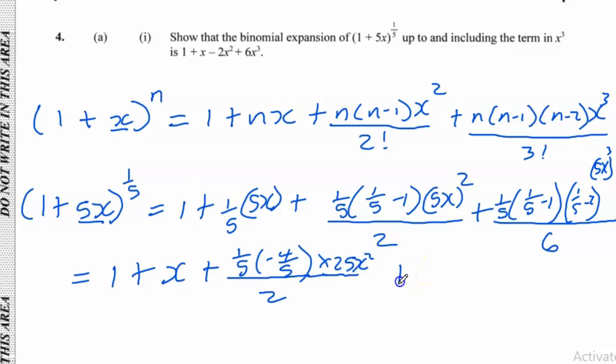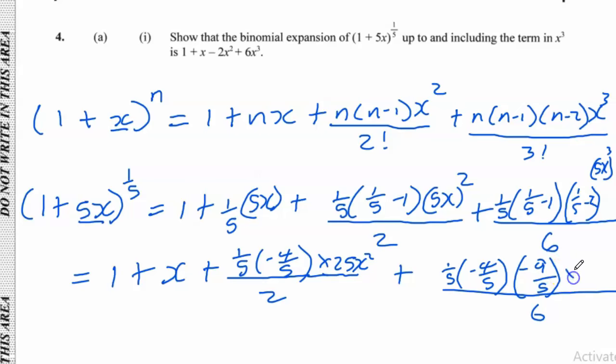5x times 5x, plus, and here we have 1/5 times negative 4/5, and then 1/5, what's 1/5 minus 2? Remember 2 is 10 over 5, so that's negative 9/5. Times (5x) cubed, and (5x) cubed will be 125x cubed. 1/5 minus 2, that's negative 9/5.